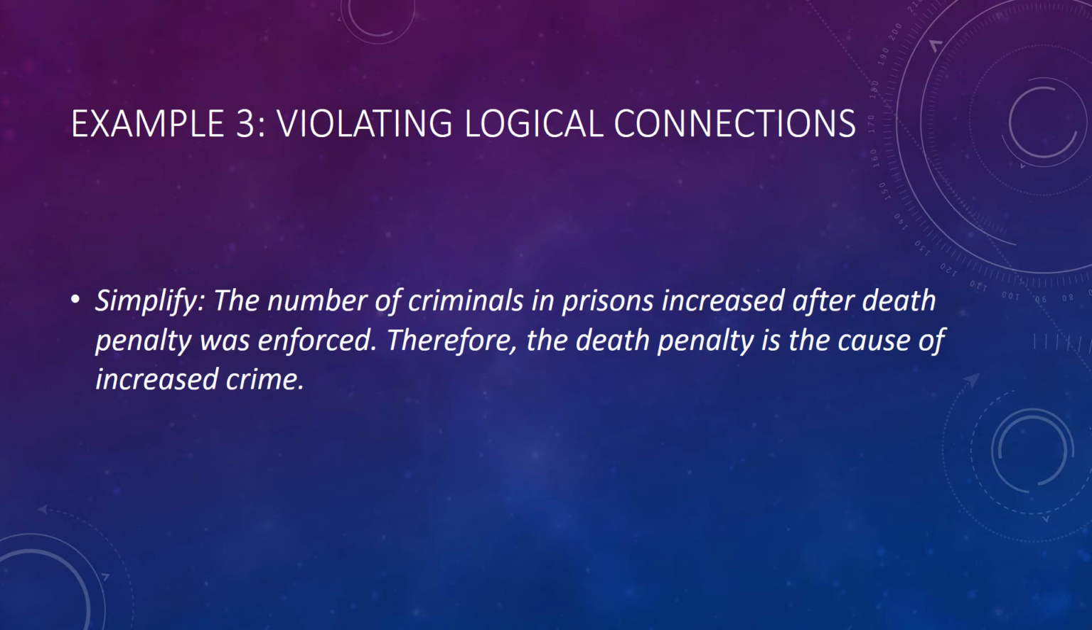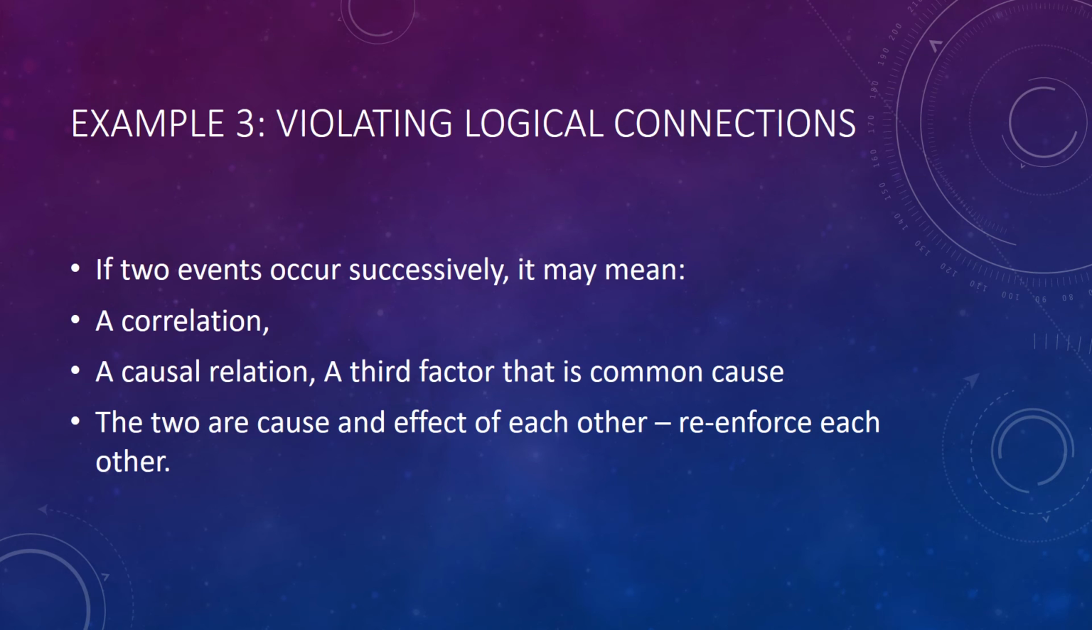Assuming that all words are clearly understood, let us rewrite it for simplifying. To keep examples brief, I am leaving the details of simplification process which are self-evident here. The number of criminals in prisons increased after death penalty was enforced. Therefore, the death penalty is the cause of increased crime. We must ask, what is logical connection between two terms, increased after and the cause of?